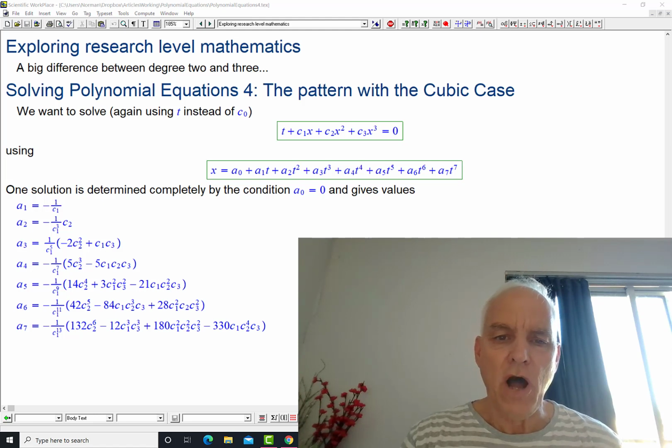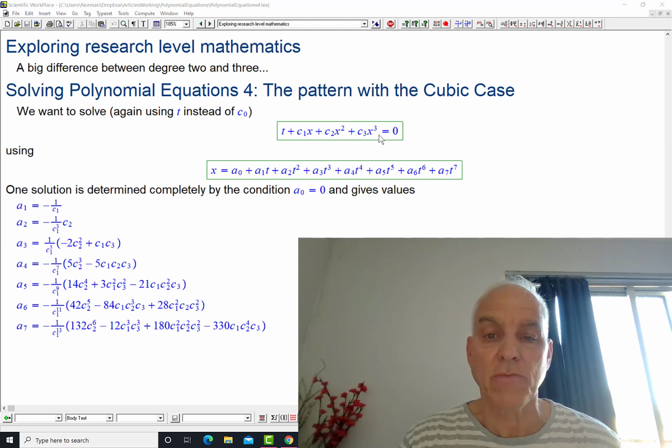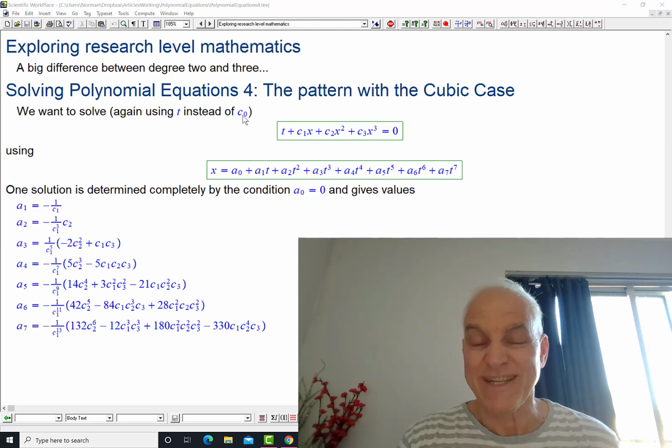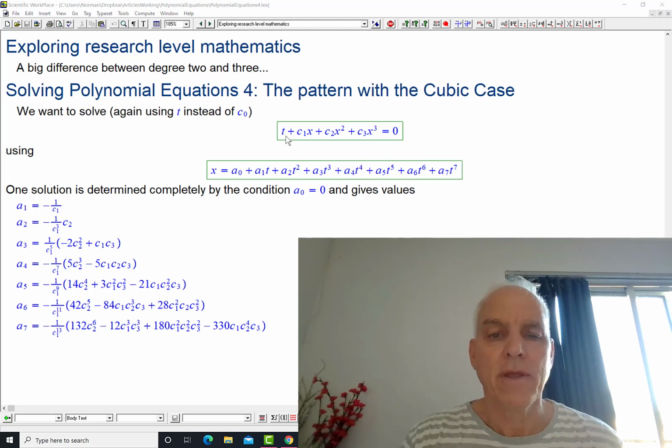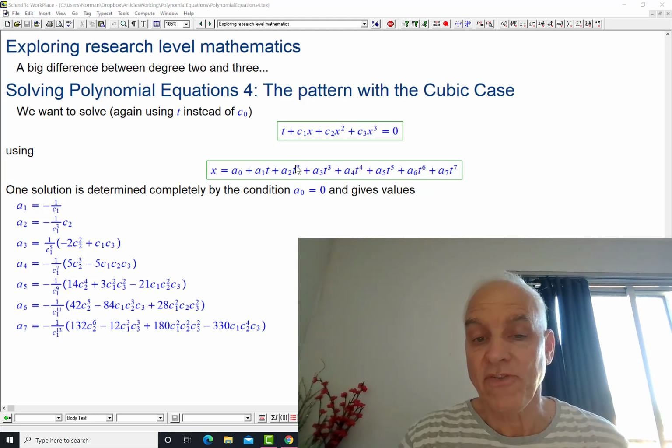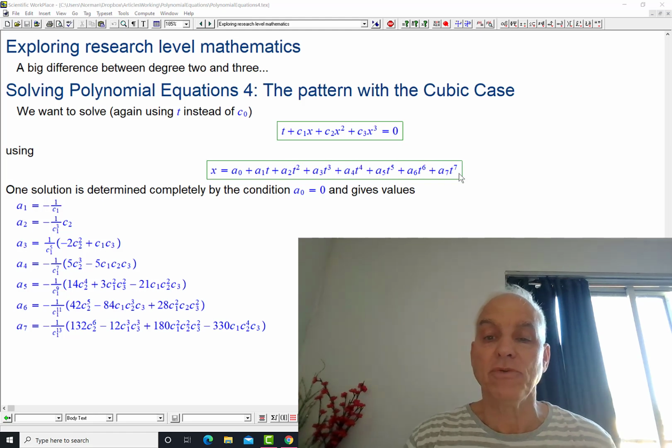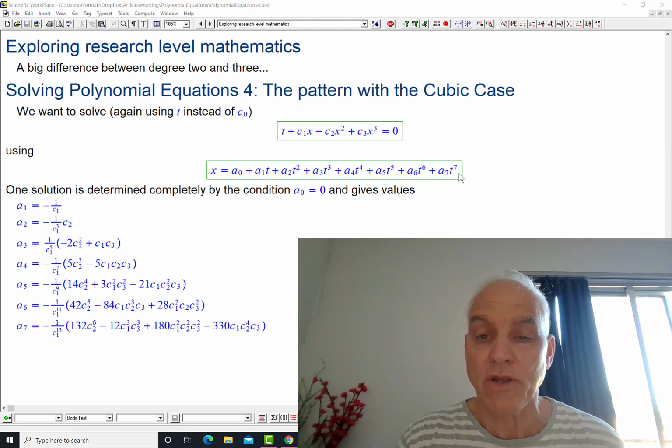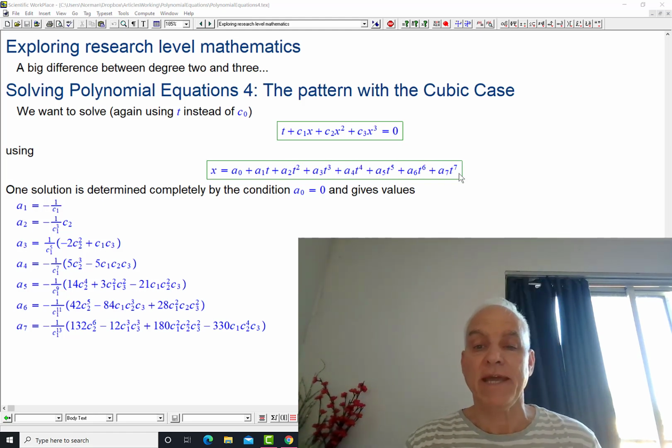So we started off with this as our cubic, t plus c1x plus c2x squared plus c3x cubed. We had replaced the earlier c0 with t for convenience because our orientation at this point is to look for a solution which is a power series in t. And we tried x equals the sum of powers of t up to t to the 7 with some undetermined coefficients a0 up to a7.